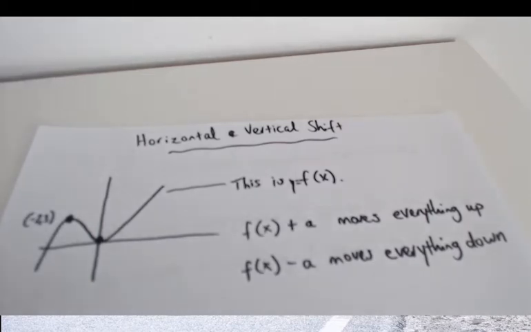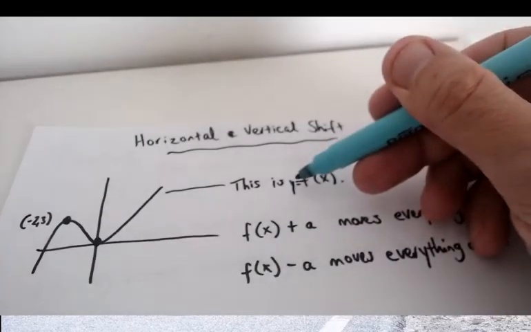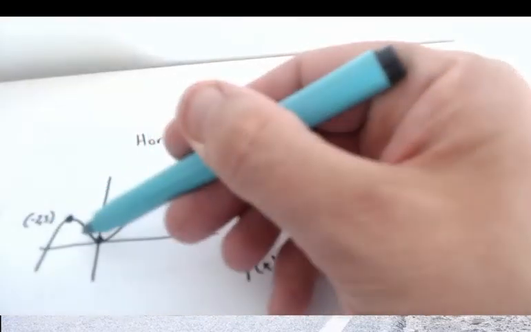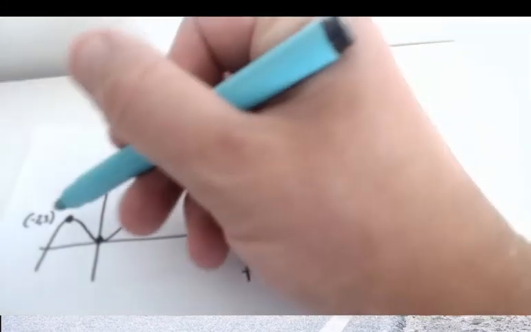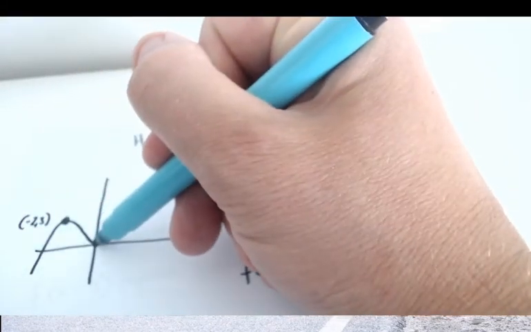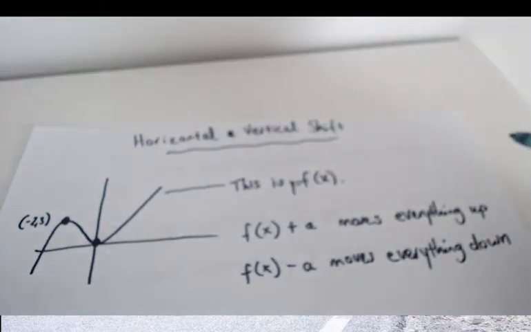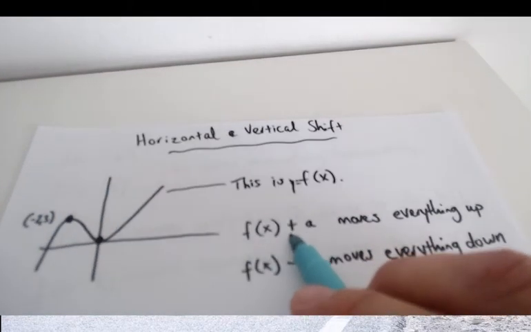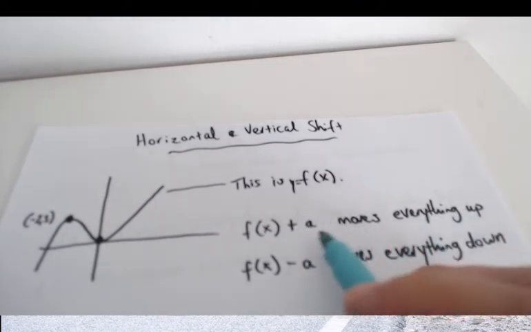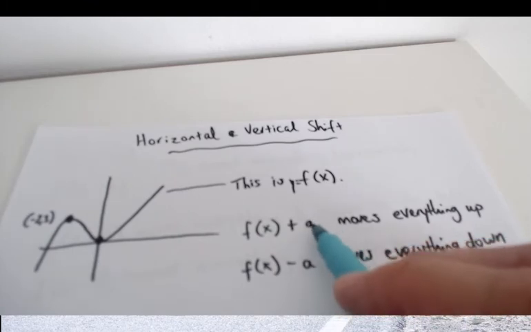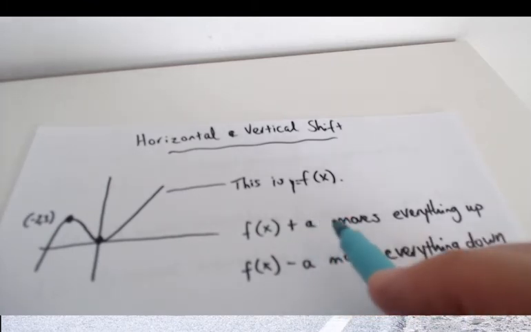So first of all we're going to start with this y equals f of x, and I've just drawn a little graph here, and I've identified 2 points on the graph, this minus 2, 3 here, and obviously it crosses the origin at 0, 0. f of x add a. If I put an add number at the end of this f of x, it moves everything up. If it was add 1, everything goes up 1. Add 2, everything goes up 2, and so on.